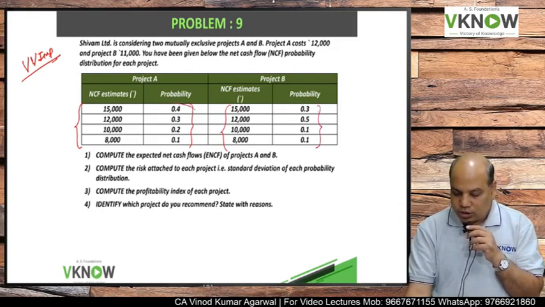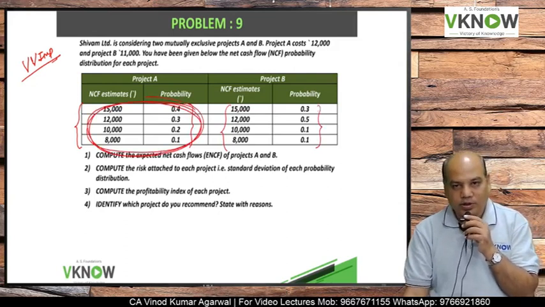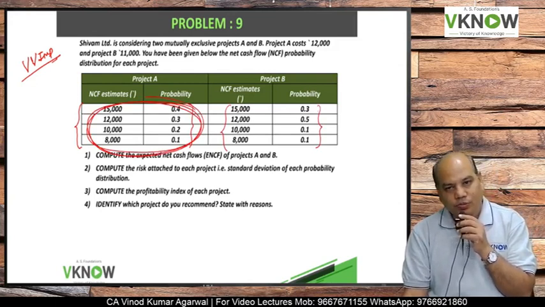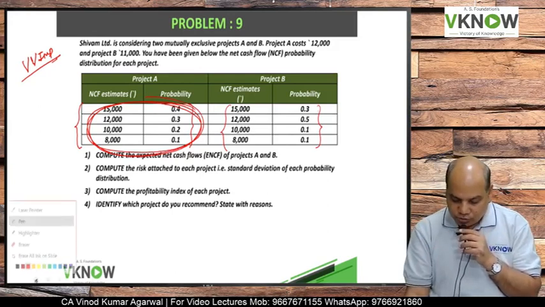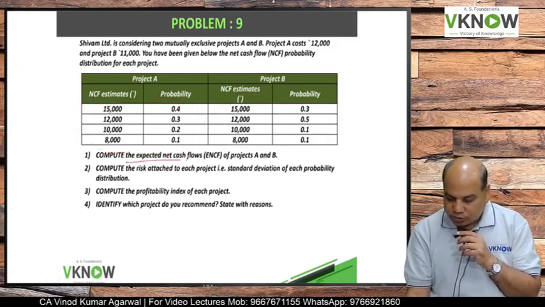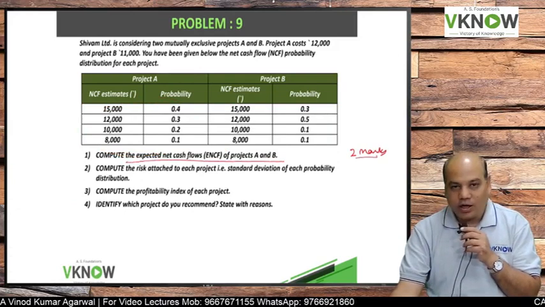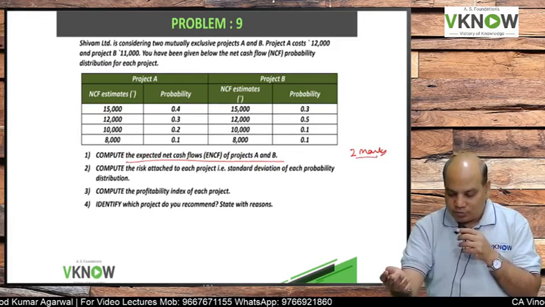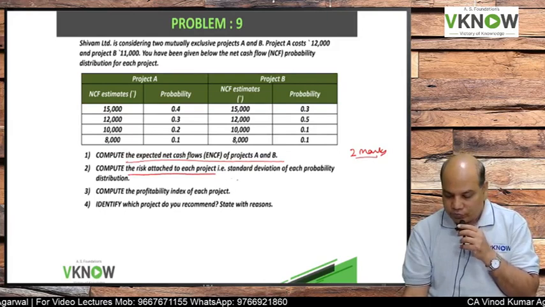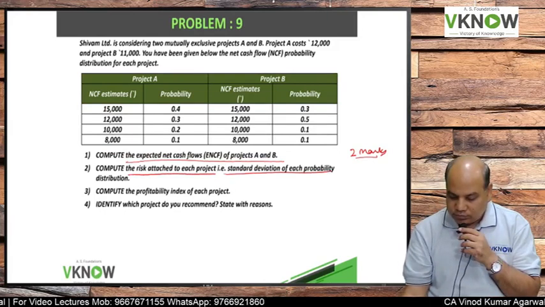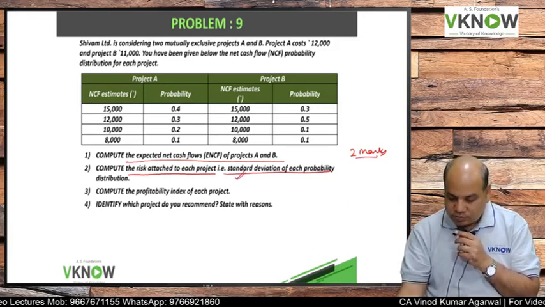So do you know how to get the expected value? You will multiply and add them. Summation of cash flow into probability. So first you multiply, then summation. That will give you expected cash flow, and this will fetch you, let's say, 2 marks. Just multiply, add, you get 2 marks. What more do you want in life? Compute the risk attached to each project. Risk means standard deviation. You have to calculate for both the projects. So we'll practice standard deviation.